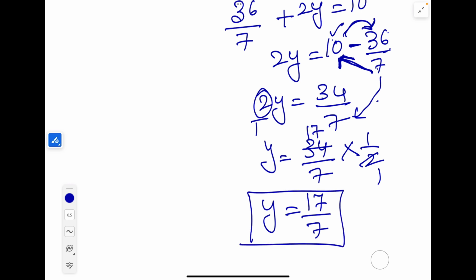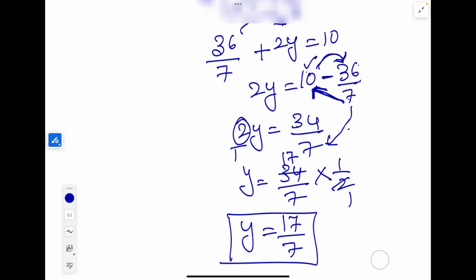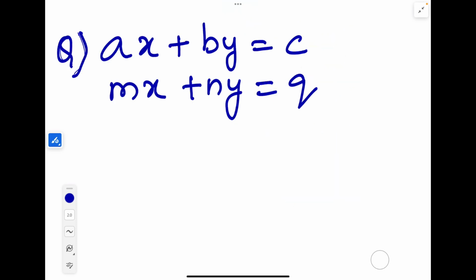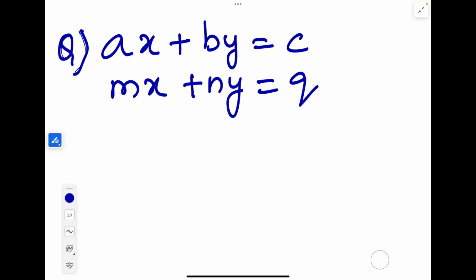Understood the elimination method. Let us do one more sum based on coefficients a and m. Children, let us solve this pair of linear equations by the elimination method. Children, we have discussed that one of the variable coefficients must be equal so that we can eliminate it. Now see here, the coefficient of x is a, the coefficient of y is b, whereas the coefficient of x is m, and here the coefficient of y is n.